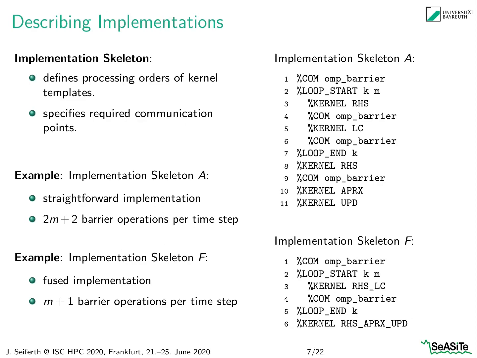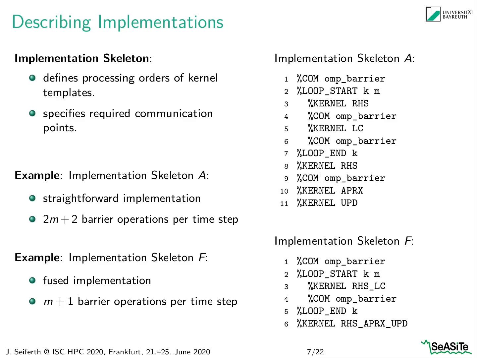Using our kernel templates, we can then assemble so-called implementation skeletons. Implementation skeletons define processing orders of kernel templates and specify which communication points are required. Here we show the implementation skeleton YAML description format on the examples of two skeletons A and F. The YAML format supports 4 keywords: the already known loop start and loop end are used to define for loops, com describes communication and synchronization operations, and kernel is used to specify an executed kernel template. Thereby, the parameter of kernel has to correspond to the name of an available kernel template. During code generation, the keyword kernel is then replaced by actual kernel code.